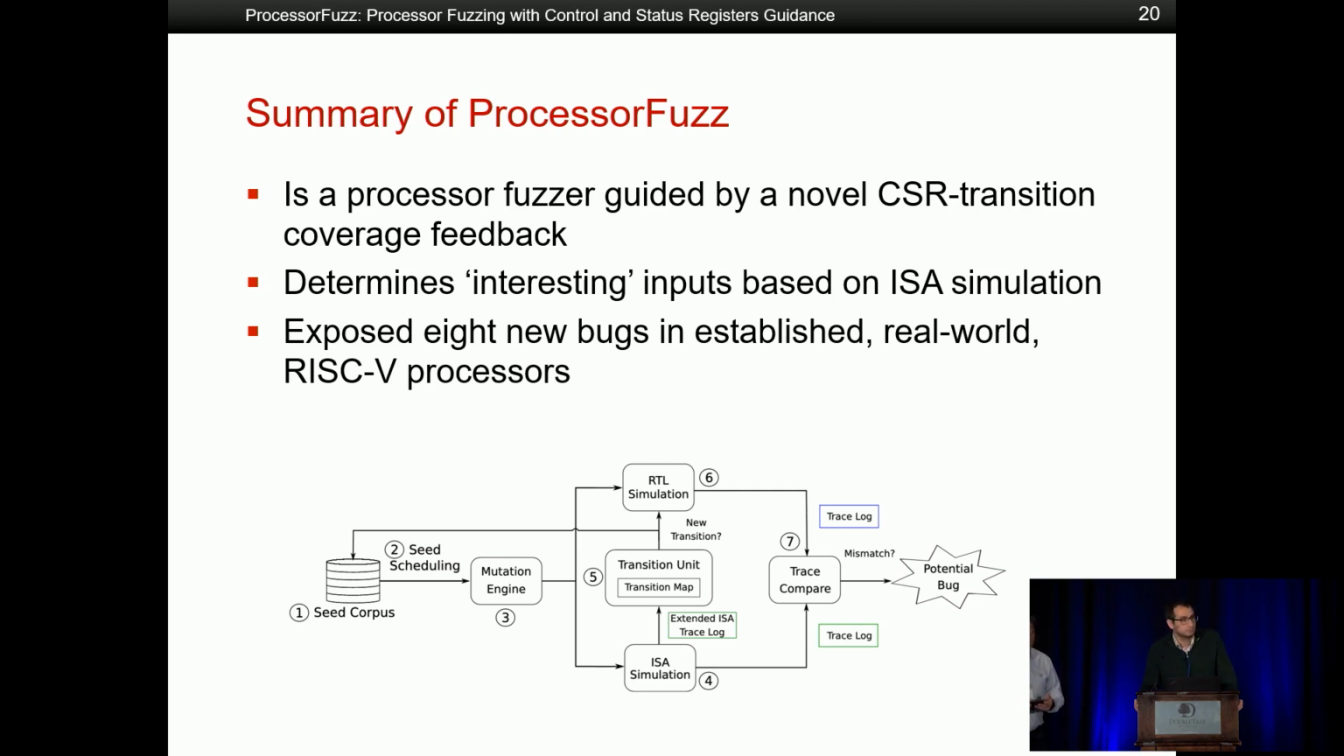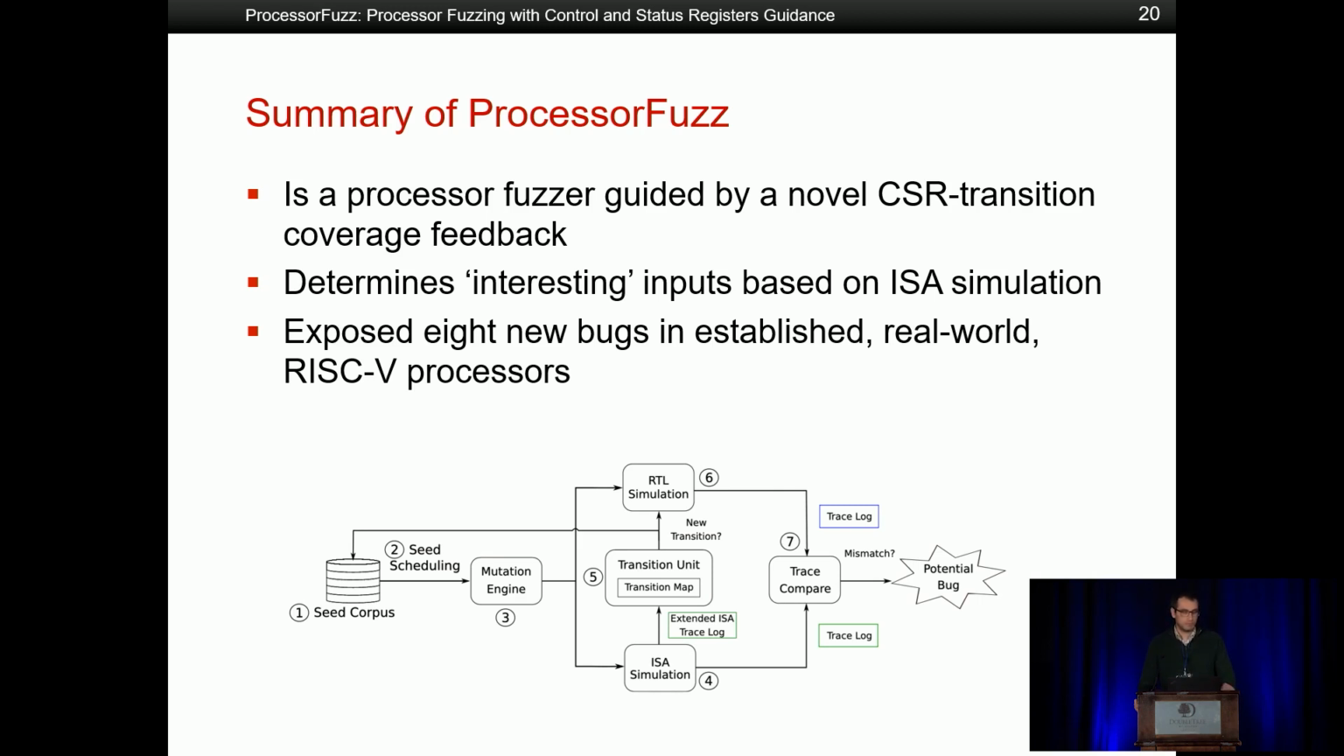You're talking about bugs where the simulation model doesn't match the hardware implementation here. Have you thought about how to apply this to, what do we call them, logical side channel bugs like Meltdown and Spectre?